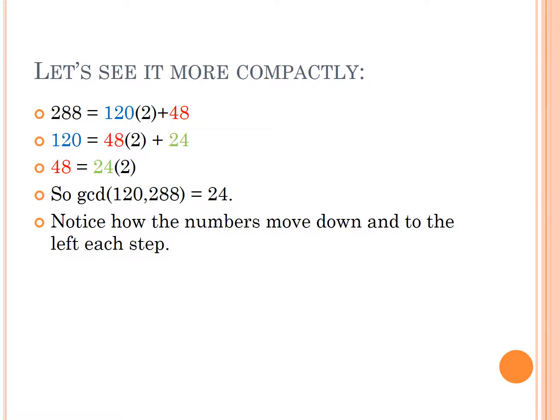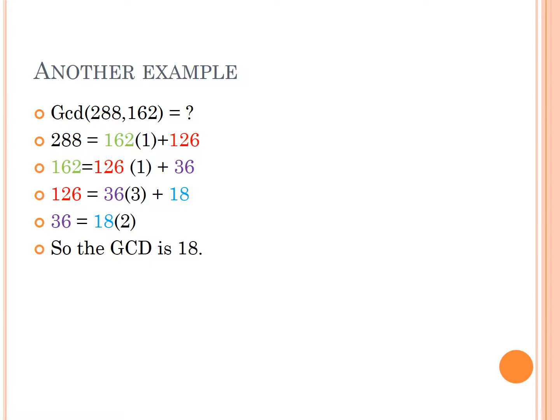All right, let's see it again. Another one. Let's do the GCD of 288 and 162. So 288, I could take away 162 and have 126 left. So my divisor becomes my dividend on the left, 162. I divide it by my old remainder, 126. 1 copy of 126 fits into 162, and 36 are left over.